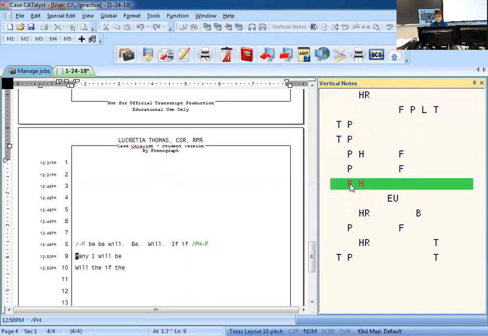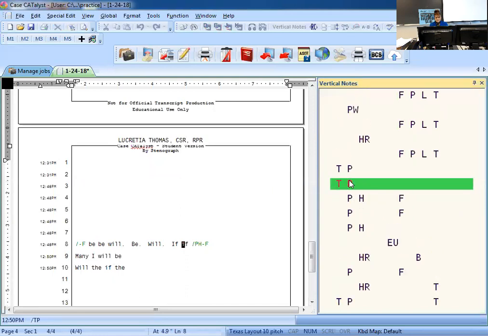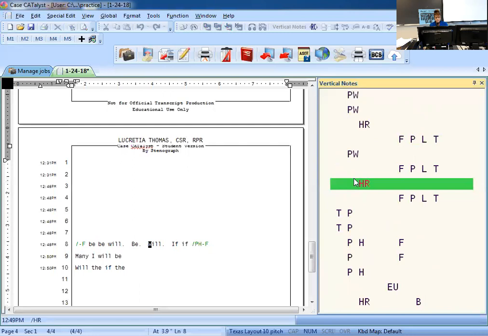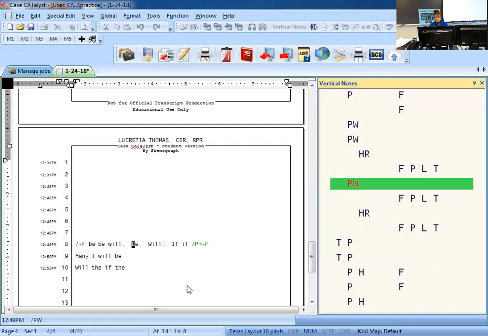Okay? Many is the M by itself. If is the TP by itself, the F. Will is HR by itself. Be by itself is the word be. Make sure you understand this concept. Very, very important, okay? Make your flashcards so that you can memorize that. I promise, it'll only help you.